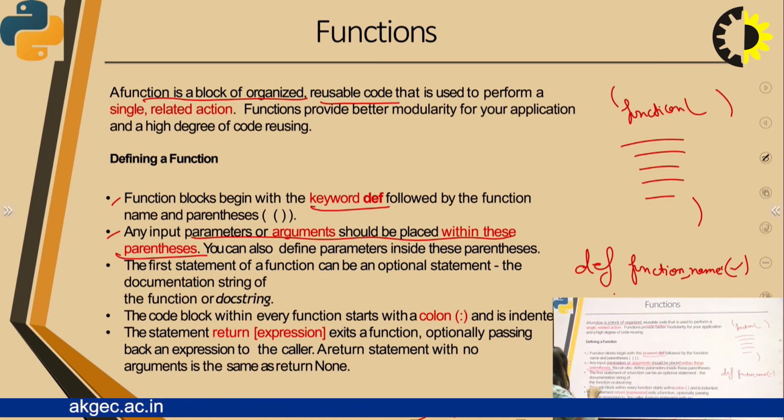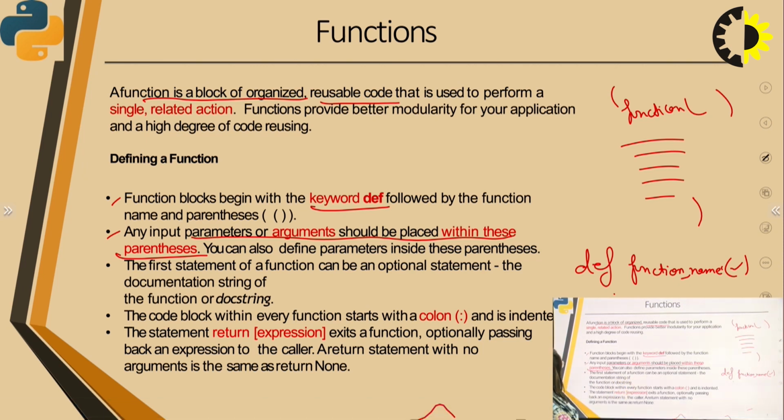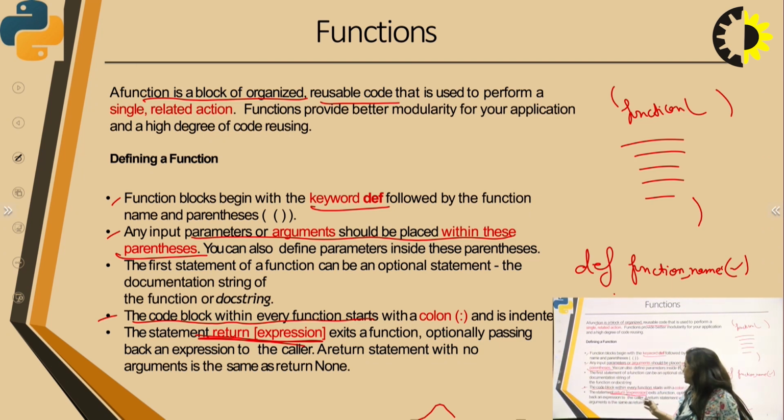Third point is the first statement of the function can be optional, that is the documentation string, the function docstring. The code block within every function starts with colon, means at the end of parenthesis colon is used. At the end, the statement return expression exits the function, means if you want to exit from a function, then you use the return expression, and this return expression is totally optional, you can use it or not.